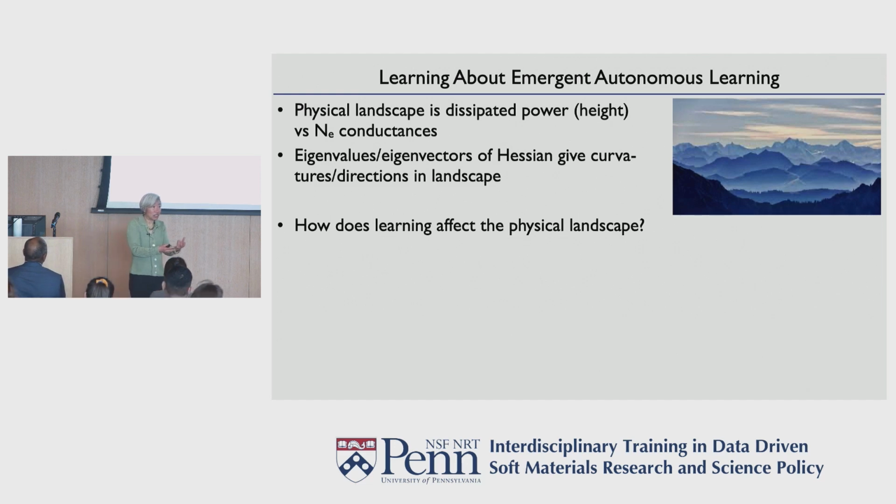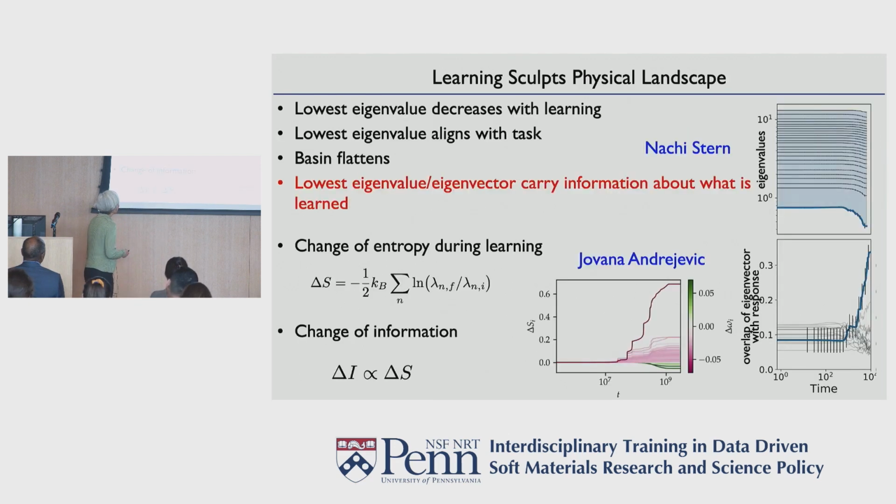So the next term is this second derivative, okay, and I've got the curvatures in different directions. So the eigenvalues and the eigenvectors give me the curvature. The eigenvalues give me the curvatures. The eigenvectors give me the directions. Okay, and you can think about how learning changes that physical landscape as the system is learning. And the cool thing is that it takes these eigenvalues, the curvatures, and it brings them down. It flattens out this landscape so that the curvatures are lower. And in particular, one of the modes is quite low.